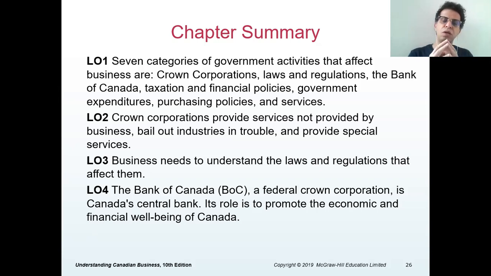We also visited that businesses need to understand the law and regulation that affect them. We spoke about the Bank of Canada, which, we said, is a central bank and a federal Crown corporation. Its role is to promote the economic and financial well-being of Canada.